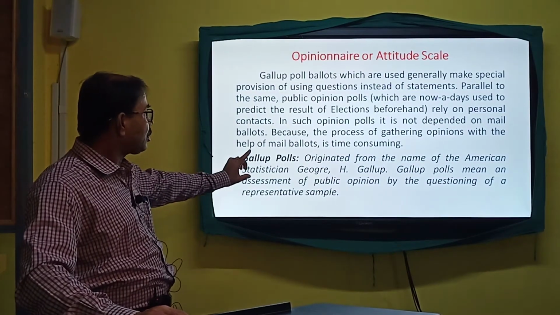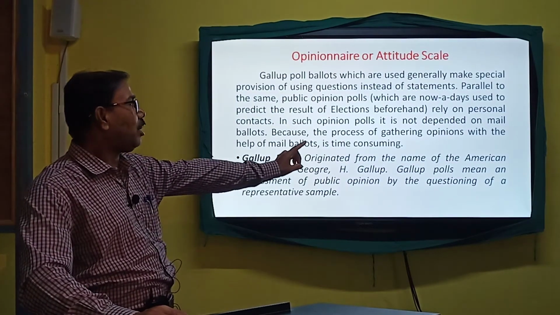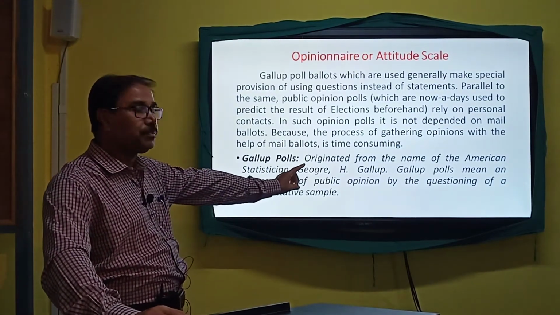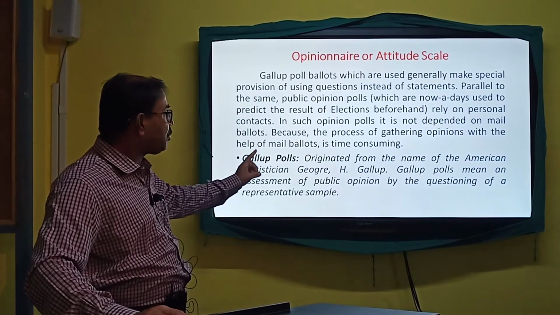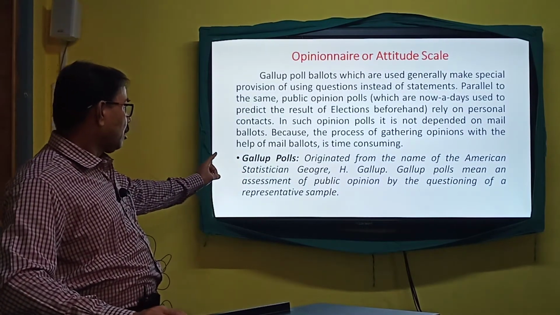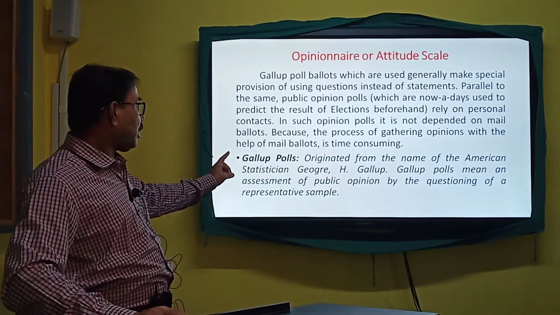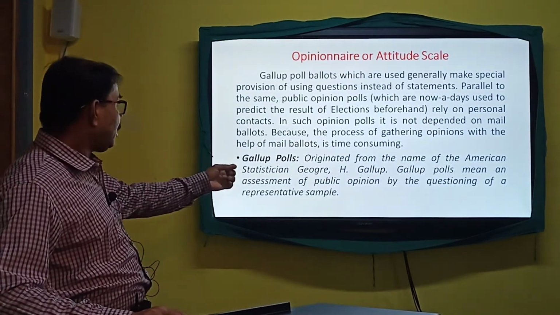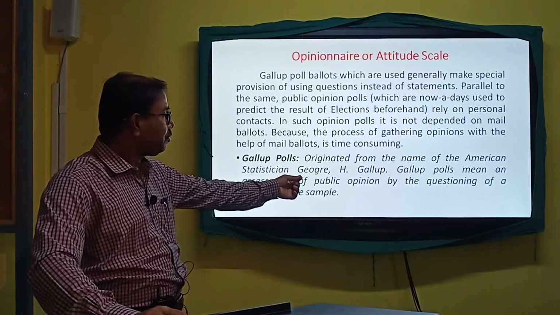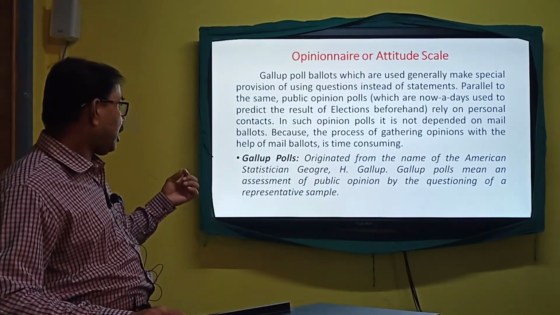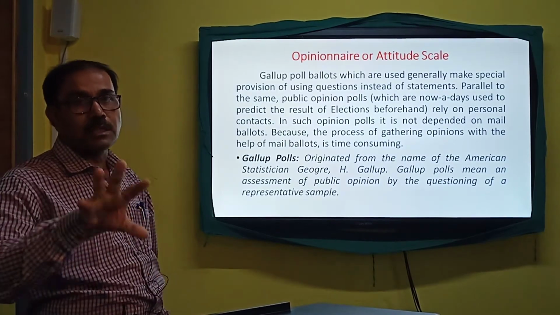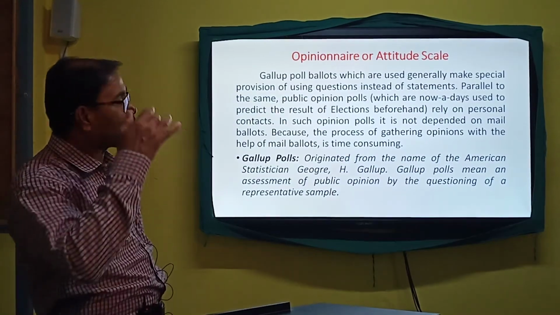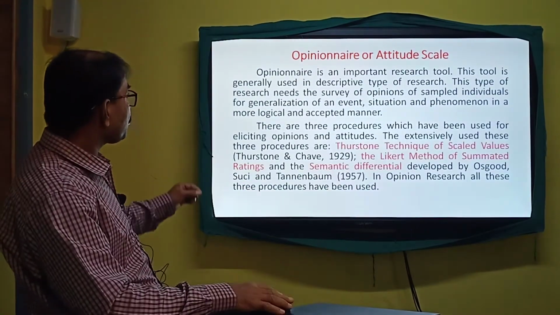What are Gallup polls? The name originated from the American statistician George H. Gallup. George H. Gallup developed this scale for the measurement of opinion. Gallup polls mean an assessment of public opinion by questioning a representative sample, not by questioning the whole lot of the sample or the population. Let us go to the next one.